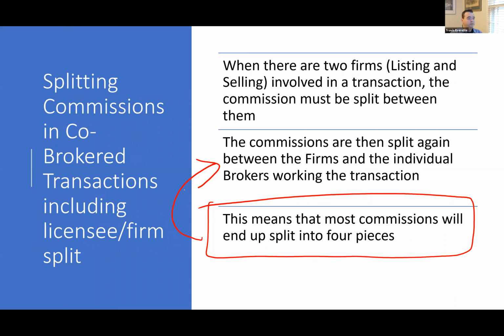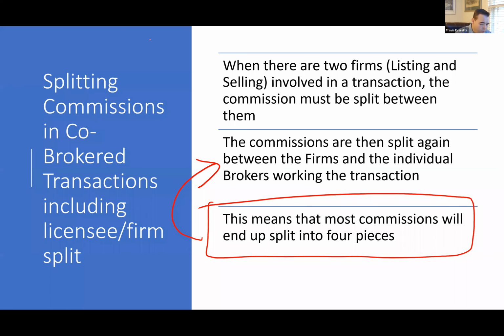In other words, everything you earn is paid to your firm first, and then your firm's going to take a piece of it. And so we need to see how much is left for each one of the individual agents after the firm has taken their piece. And that means now, instead of splitting the commission into 2 pieces, we're going to take each one of those pieces and split it again. So now we're going to get 4 pieces.